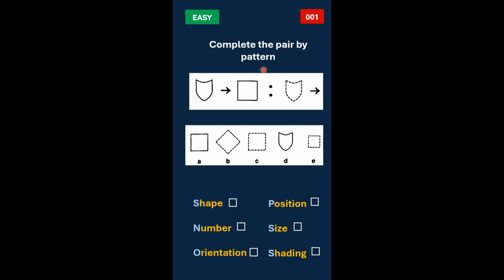Complete the pair by the pattern. So we can see here we have a shield and it's being turned into a square. And the only thing that's being changed is the shape and nothing else. So let's have a look at the one that we need to match.